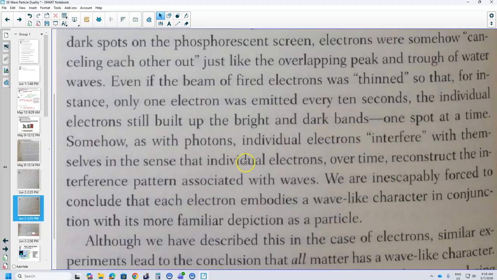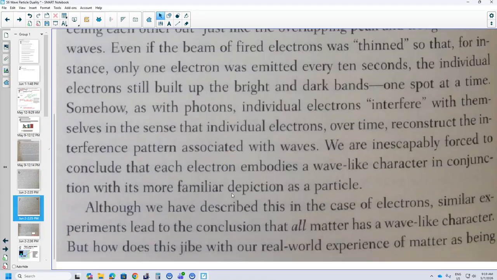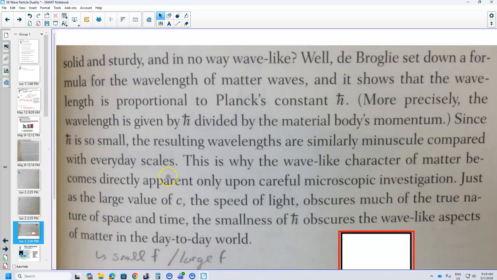Somehow, as with photons, individual electrons interfere with themselves, in the sense that individual electrons over time reconstruct the interference pattern associated with waves. We are inescapably forced to conclude that each electron embodies a wave-like character in conjunction with its more familiar depiction as a particle. Although we have described this in the case of electrons, similar experiments led to the conclusion that all matter has wave-like character. But how does this jibe with our real experience of matter as being solid and sturdy, in no way wave-like?